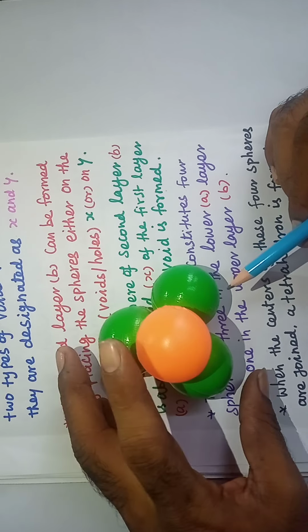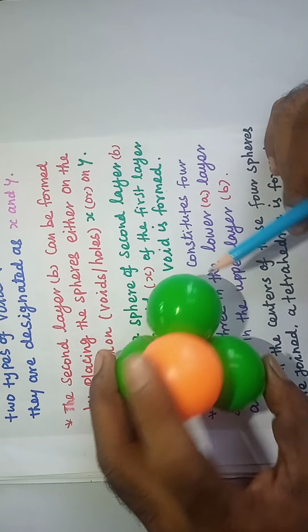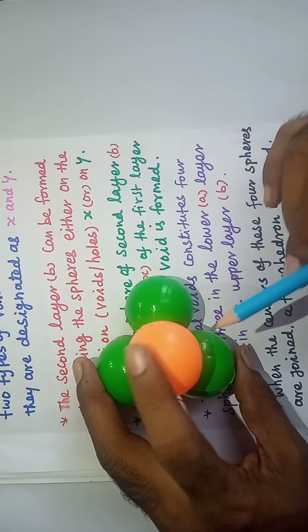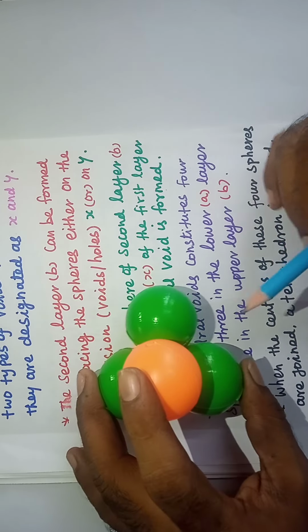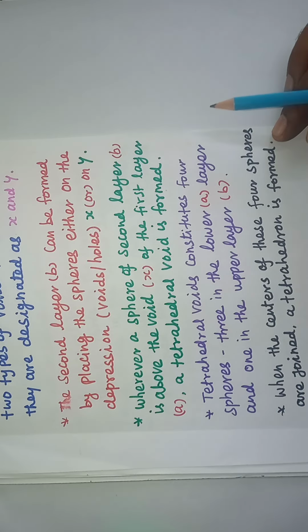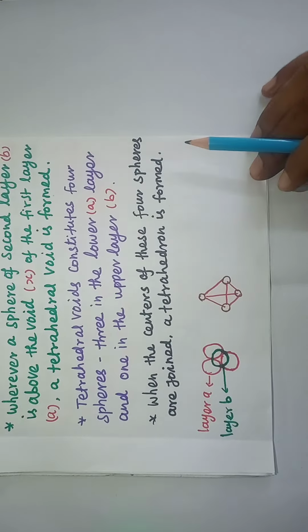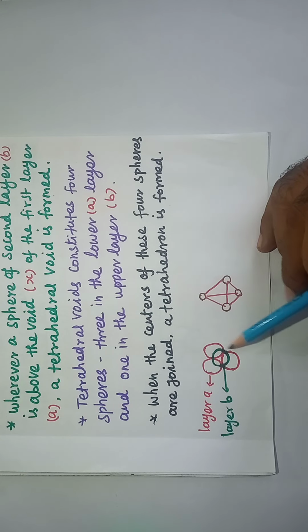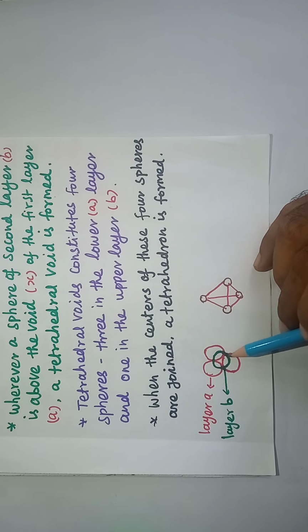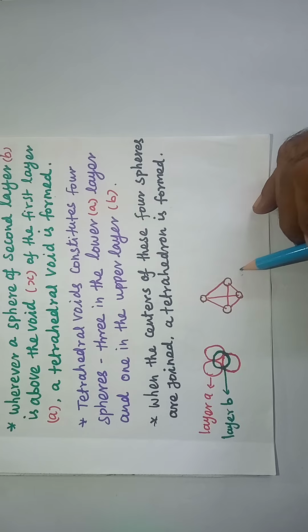A tetrahedral void consists of four spheres. When we connect the centers of these four spheres, we get a tetrahedron. Like this we get a tetrahedron. Here the space between four spheres is called a tetrahedral void, because connecting the centers of the four spheres gives a tetrahedron.